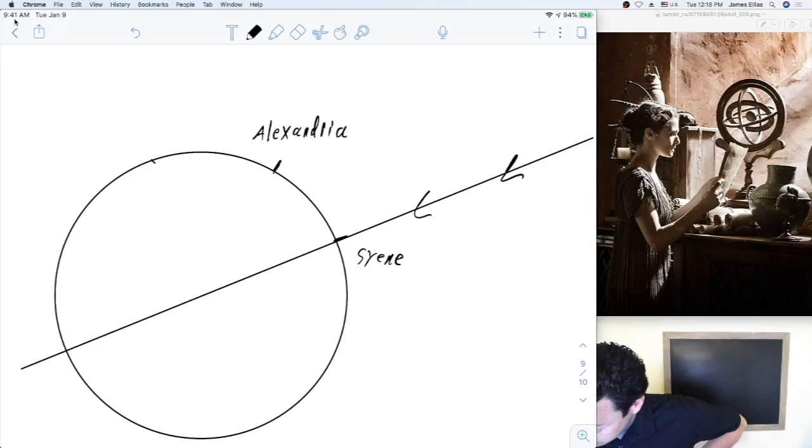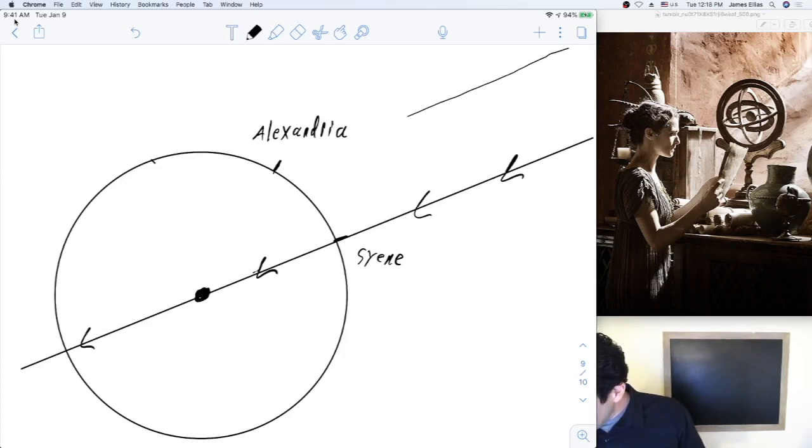Okay, so I'll draw arrows on it. Okay, here's the center of the Earth here. There's the center of the Earth. Now here is a light ray passing through Alexandria.